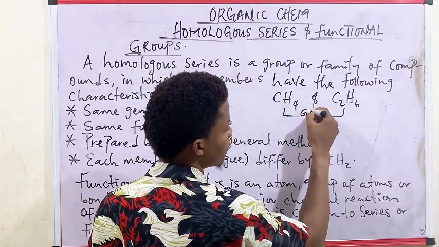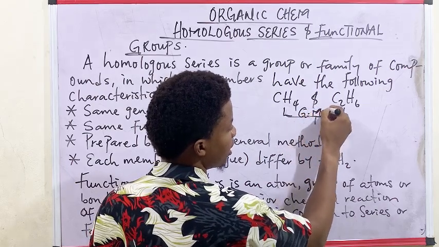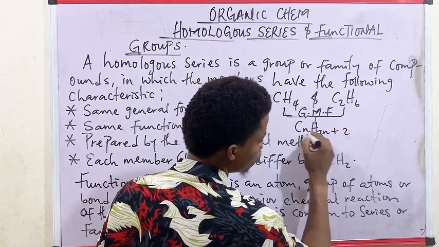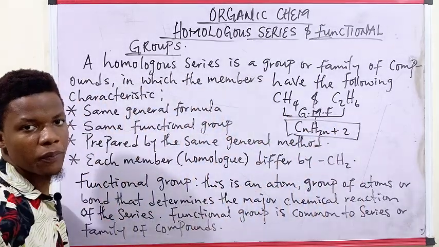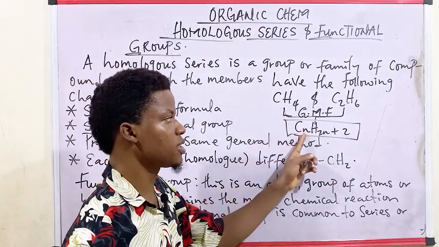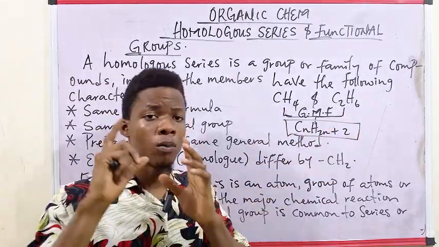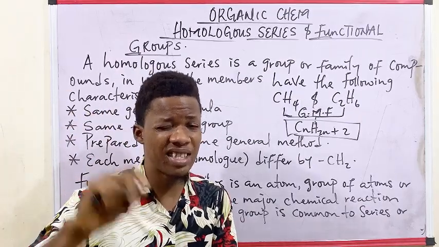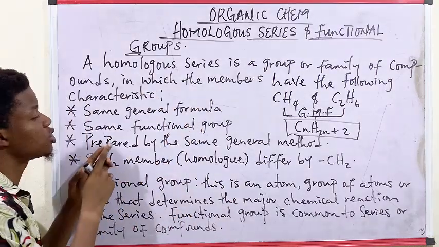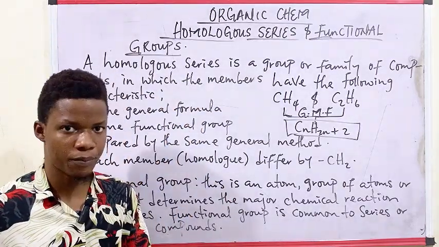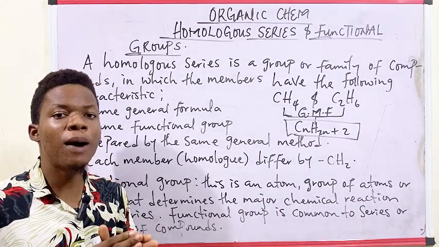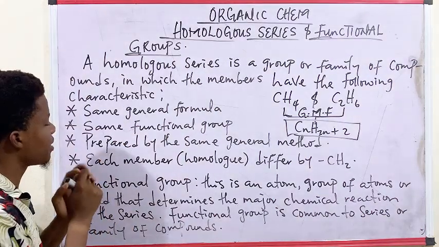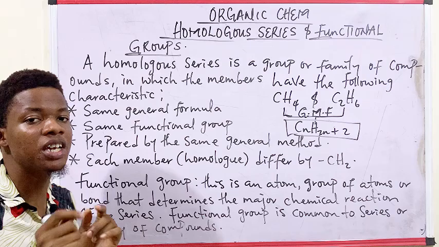Their general formula is CnH2n+2. So you see that you can get CH4 from this and you can get C2H6 from this. For you to say two compounds are in the same homologous series, they must have the same general formula. Another thing again, they should have the same functional group. Members of the same homologous series must have the same functional groups. Then another thing again, they should be prepared by the same general method.